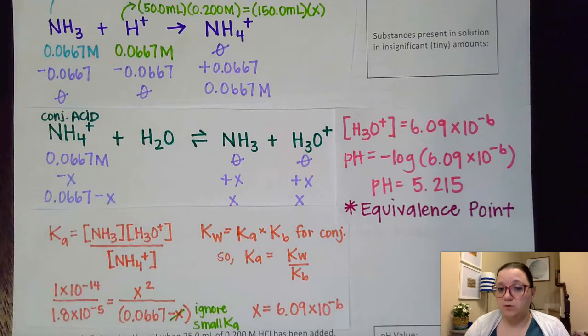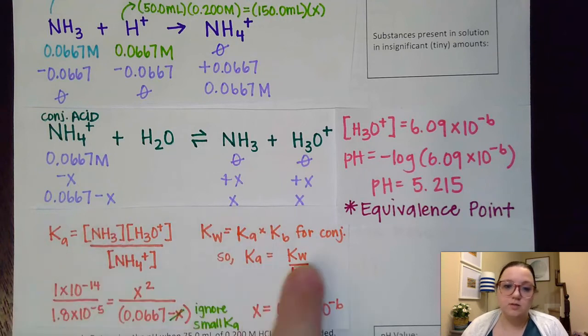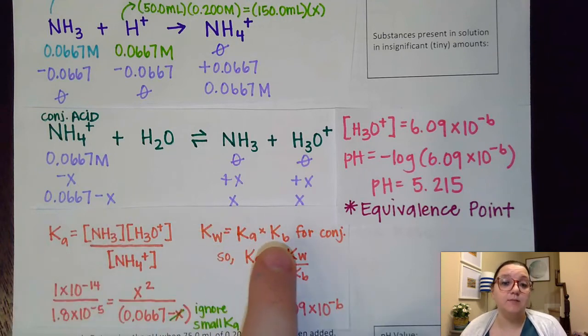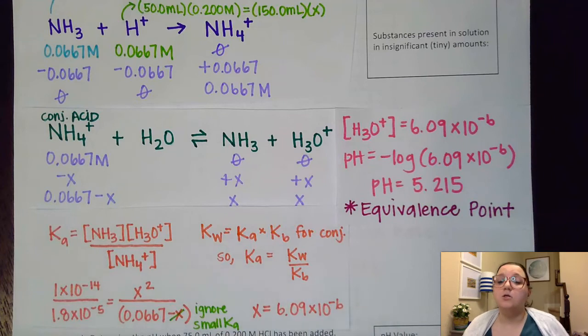I knew I was at the equivalence point. The other way I know I'm at the equivalence point is that all I have remaining is a conjugate product, and that requires me to use the Kw equals Ka times Kb in my calculation. So keep in mind that those are the two ways we know that we're at the equivalence point here, even if I did not take the time to do a stoichiometry problem before I started. So I can still figure out that I was at the equivalence point.